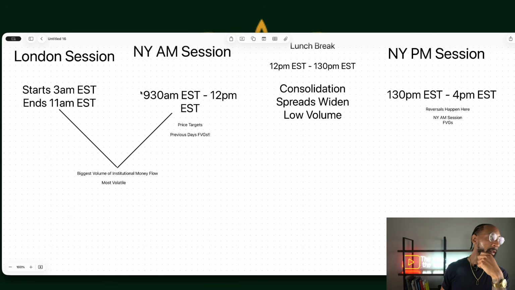So once again, the market opens up at 9:30 a.m. Eastern. We've got London and New York trading. The most volume is in the first 90 minutes, okay? And then what happens is previous day fair value gaps are price targets, or if we're going to have continuation, we're going to have a breakout. And then we have a lunch break, consolidation happens, spreads widen, the volume gets lower. And then in the afternoon, that's when reversals start to happen. And once reversals start to happen, they come down into the fair value gaps of the New York AM session.